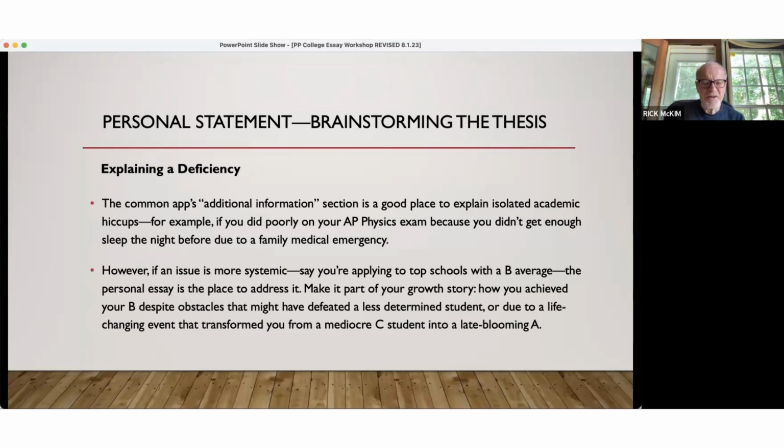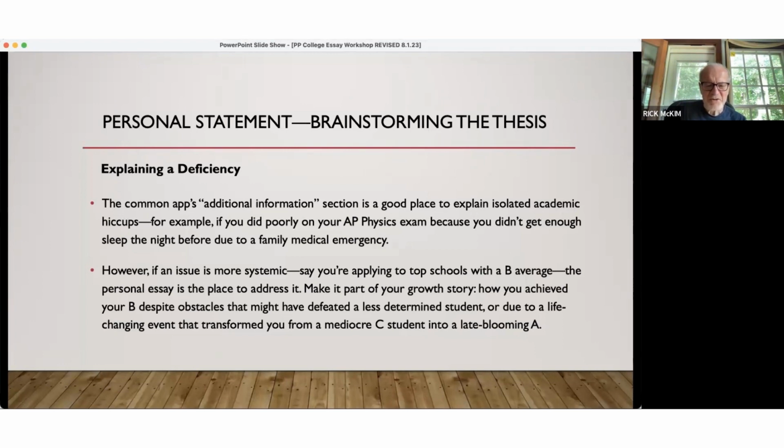Explaining a deficiency, another possible purpose of the essay, related to overcoming obstacles. There's an additional information section on the Common App where you can explain isolated failures, like, here's the example of doing poorly on an AP physics exam because you didn't sleep the night before due to a family medical emergency. As long as you don't say the dog ate my homework or something like that, you can use the additional information section for things of that nature.